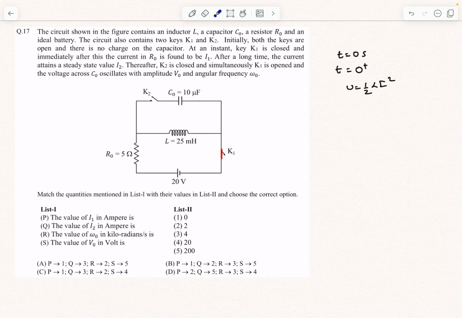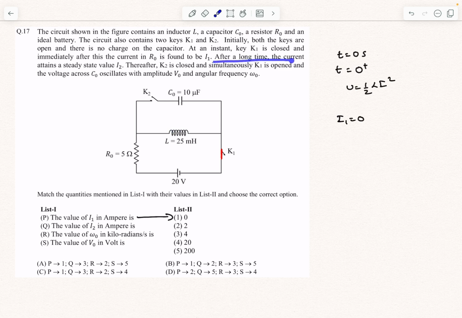So keeping this fact in mind, just before closing the key, the current in the inductor branch was 0, which means right after closing also, the current will be 0. And therefore, we can say that I1 is actually 0. Or another way, you can also treat it like an open circuit. So let's further continue reading the problem.